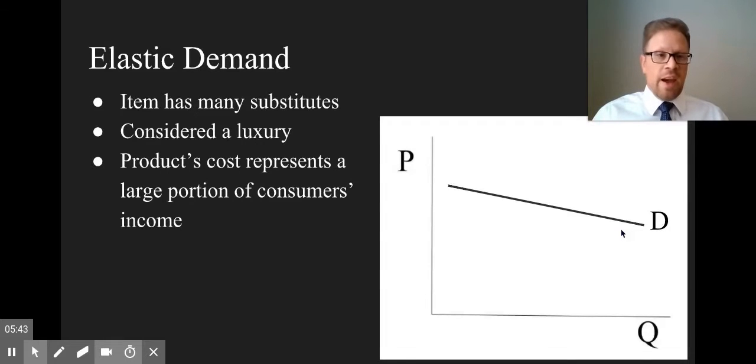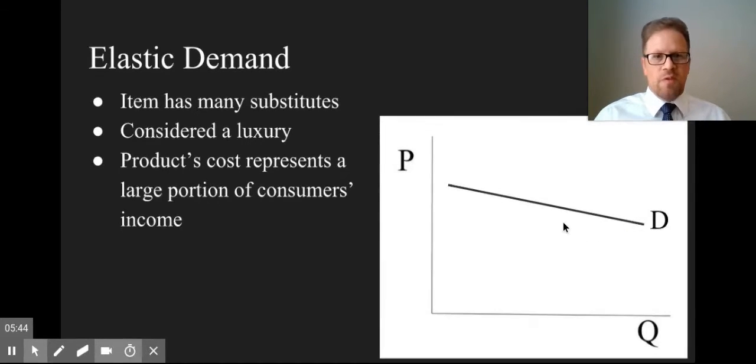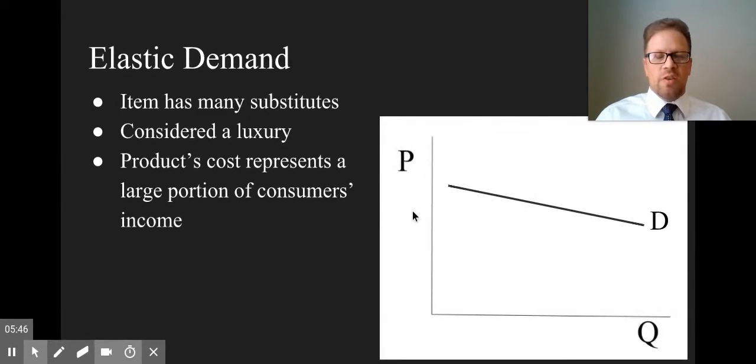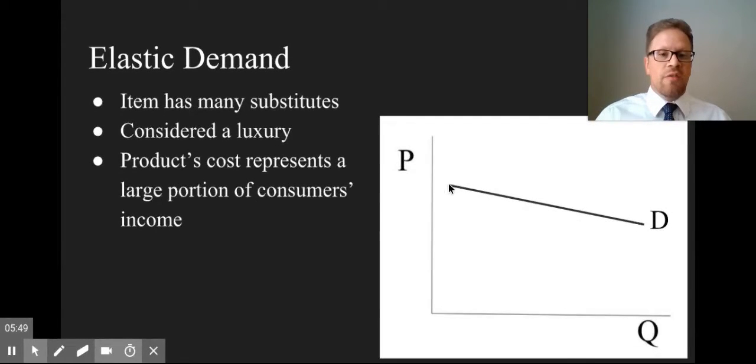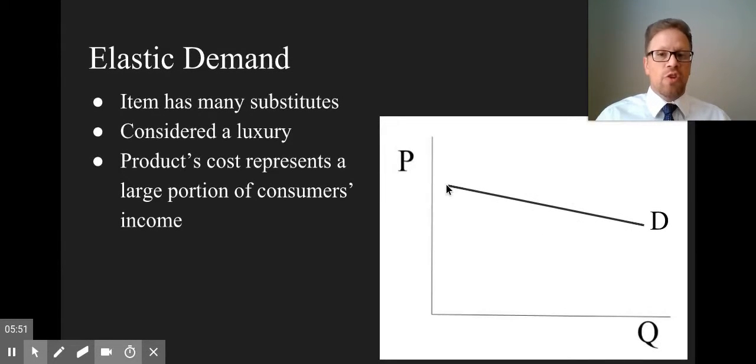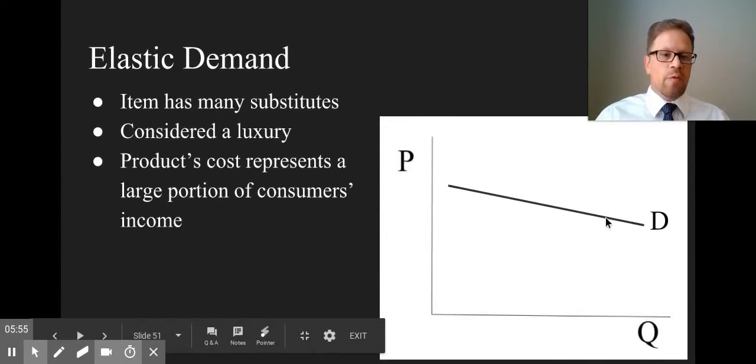So something like a house, a car, those are very expensive things. So generally speaking, if their prices are higher, people are usually going to be less willing to purchase that item. If the prices go down, they're going to be much more willing to purchase those items. So again, those things behave this way and are considered more elastic with demand.